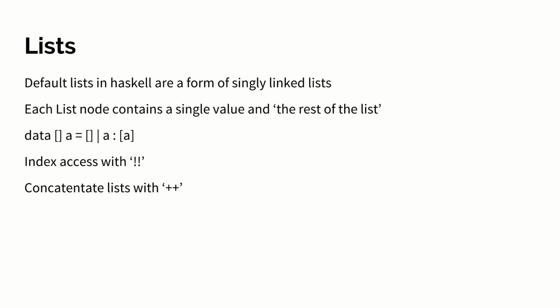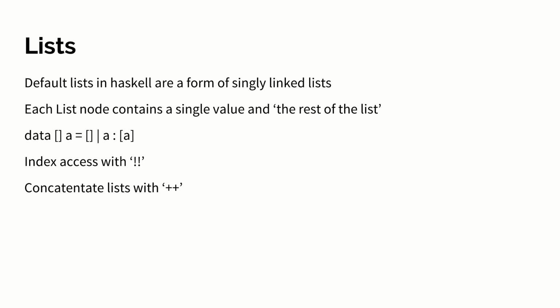On a related note, we often find ourselves working with lists in Haskell. The default list in Haskell is actually defined recursively. It is a singly linked structure. A single list node actually is either an empty list or a single list value along with the rest of the list. If we look at the definition here, data List a can either be the empty list or an a value along with the rest of the list.